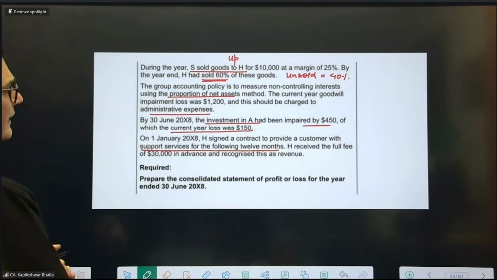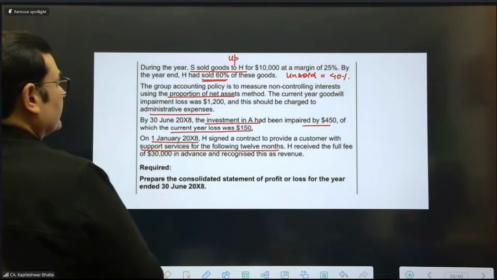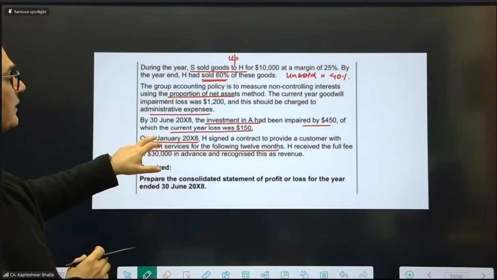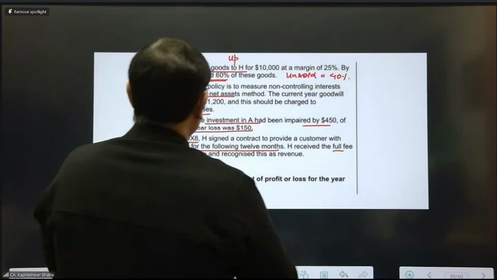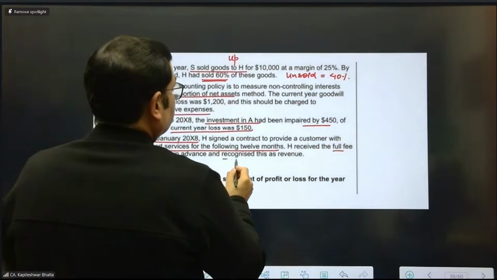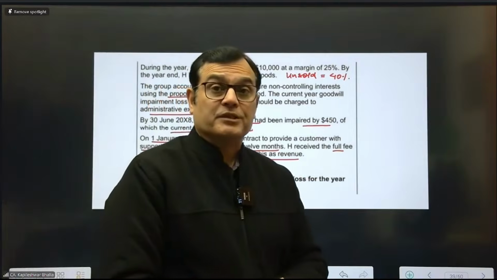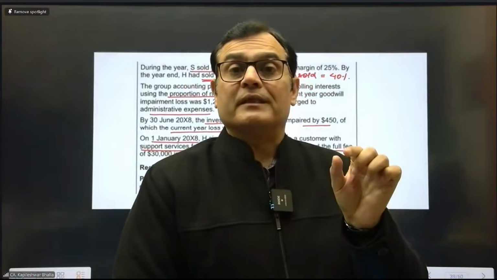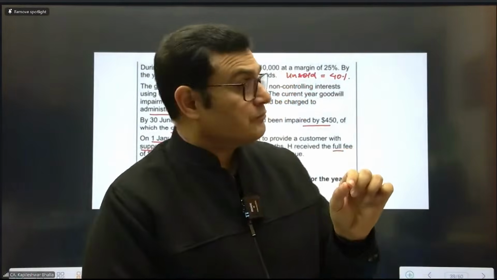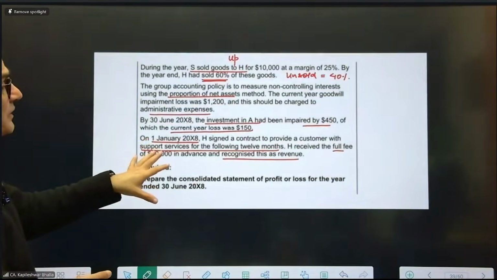Now, my financial year is ending on June X8, and this agreement is signed in the middle of the year, that is on 1st January. And we are providing support services for a period of 12 months. H received the full fee in advance and recognized this as revenue. So the parent company got 12 months' money and has taken the entire 12 months' money as revenue, whereas only 6 months should be revenue. The rest 6 months should have been taken as an advance, as a liability. So in this particular case, I think the rectification of the parent company's revenue is required.